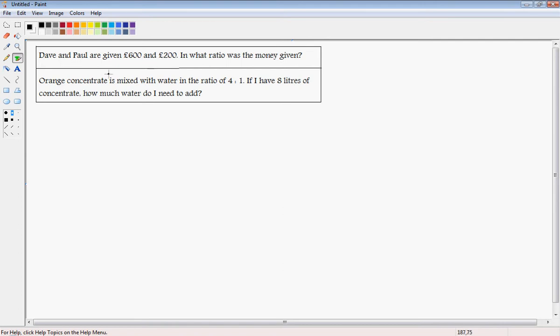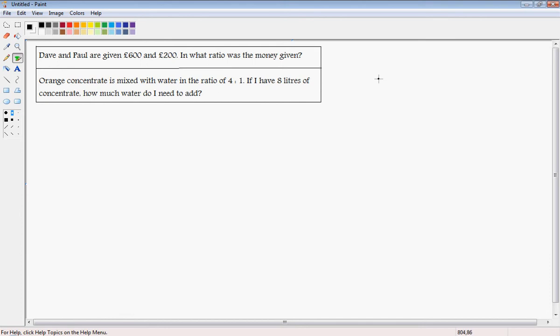Now, first question: Dave and Paul are given £600 and £200. In what ratio was the money given? Now we know that as the question is written, that's how it refers to the money. So Dave received £600 and Paul, because he's second, receives £200. So finding the ratio is really simple.